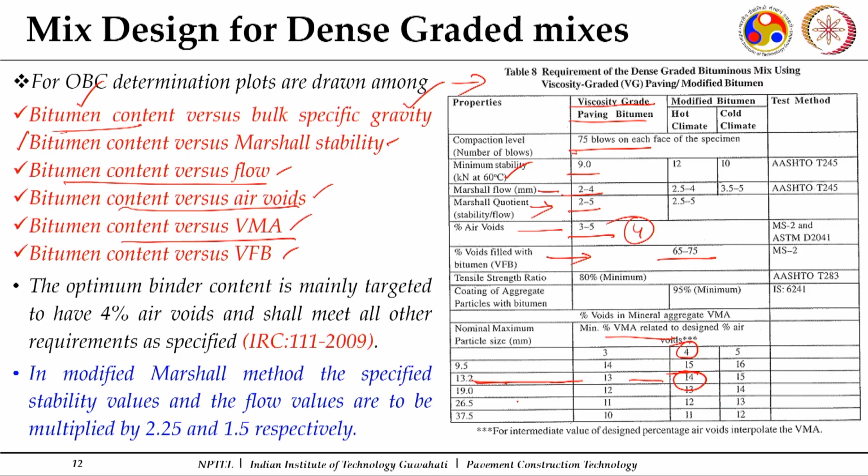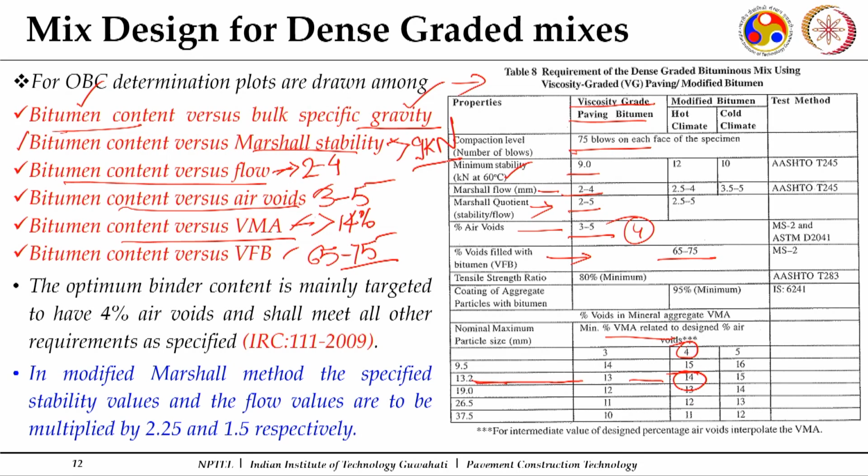Now, here I have already fixed the flow requirement. As per this table, for a viscosity grade binder it should be in the range of 2 to 4, air void should be in the range of 3 to 5, VMA should be more than 14%, VFB should be in the range of 65 to 75%, and there is no such requirement for bulk density. It is just to see the trend of how density varies with the bitumen content. And Marshall stability should be greater than 9 kilonewton.